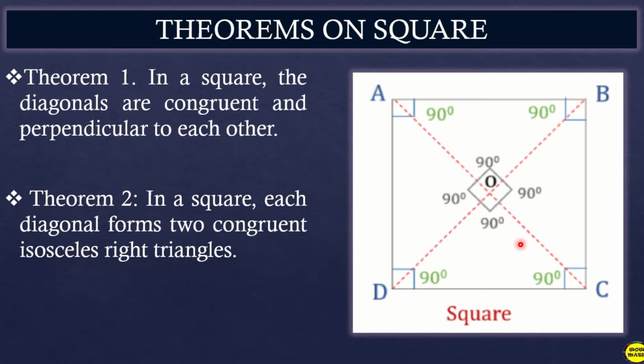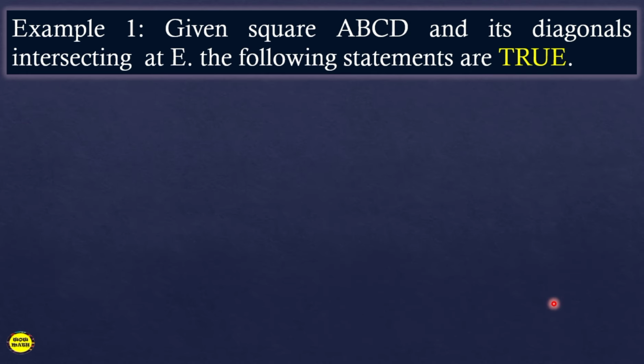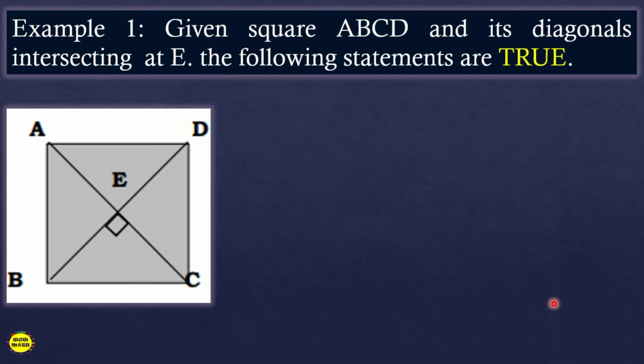So, anong triangle naman yon? Yung ABC, and then yung ADC. So, yan yung dalawang theorems ng square. Apply natin. Given the square ABCD and its diagonals intersecting at point E, the following statements are true.